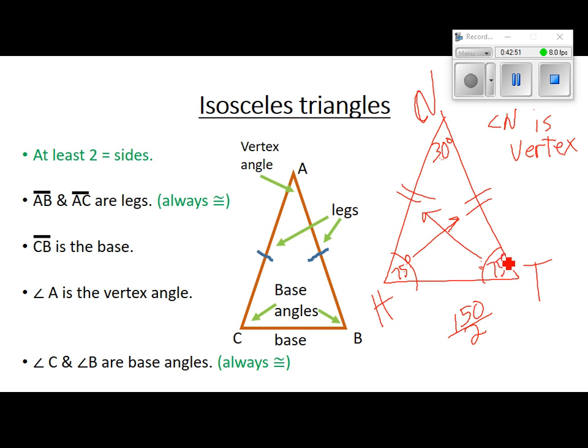75. What if I told you this side down here was 10 centimeters? Does that mean this side's 10 centimeters? No. It doesn't tell us anything about those other two, so don't think that it does.